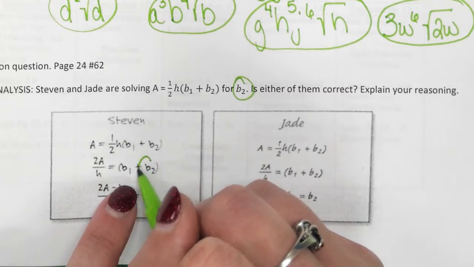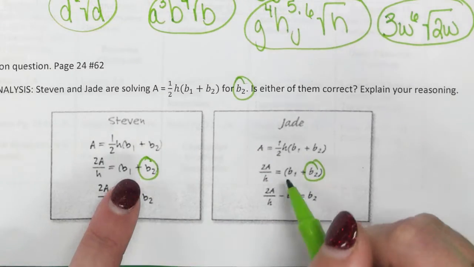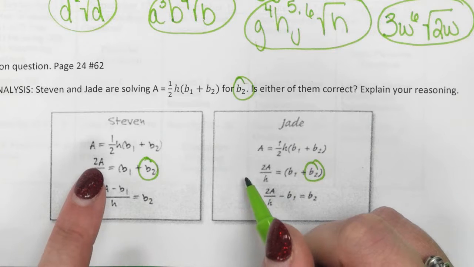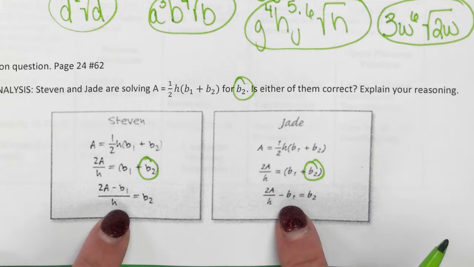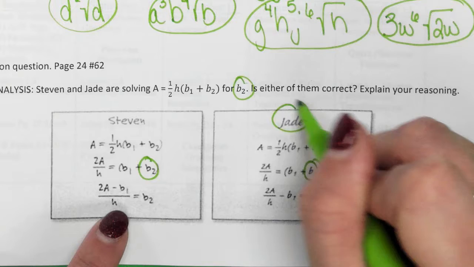You're trying to get B sub 2 by itself, right? So how would you move that B sub 1 over? You would subtract it. Very good. And so who is right and who is wrong? Or are they both right or are they both wrong? Stephen's wrong. Very good. Why is Jade correct?